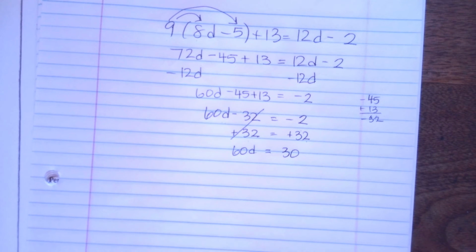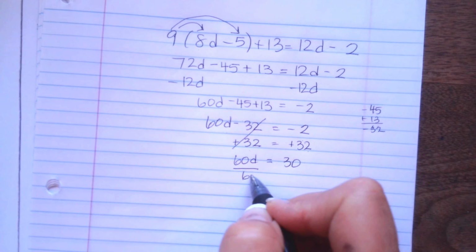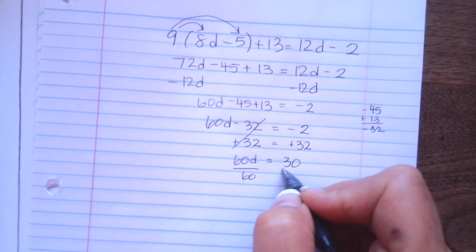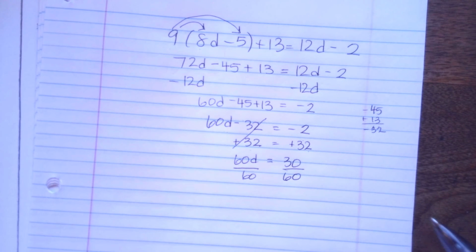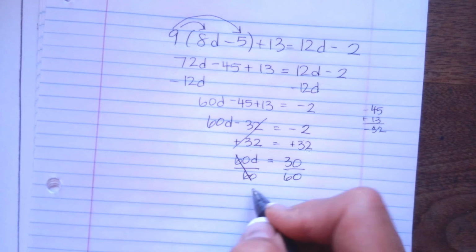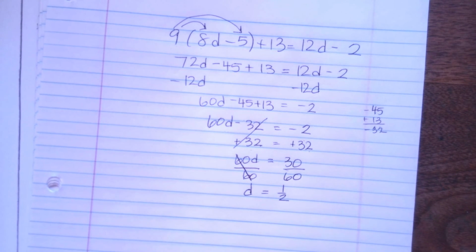Now to get my 60 away from my D, I have to divide because they're multiplying. What I do to one side, I do to the other. This cancels each other out. D equals 1/2, which is a totally fine, perfectly great answer. We can have a fraction as our answer.